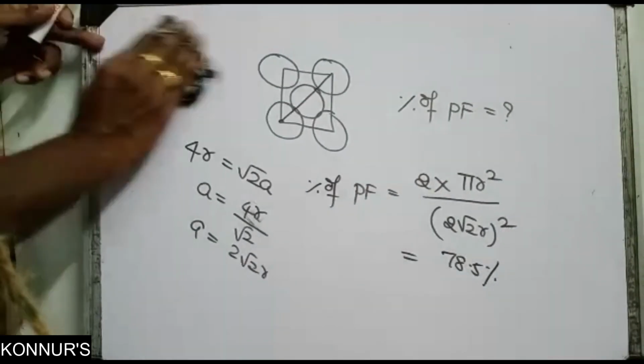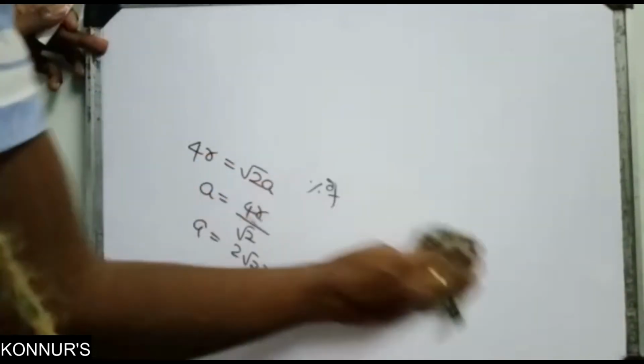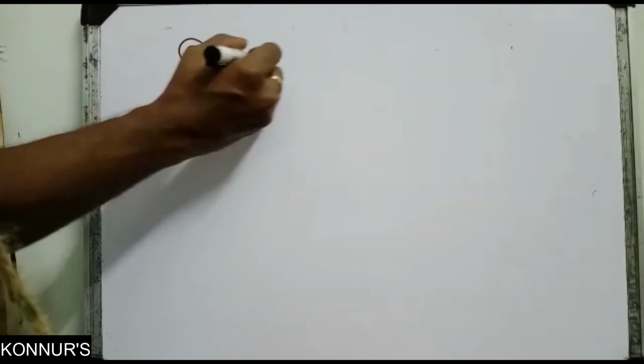Next, another type: they can ask a problem on metal deficient compounds.